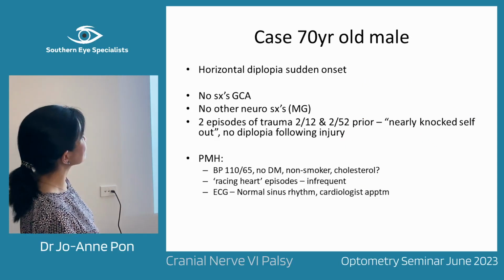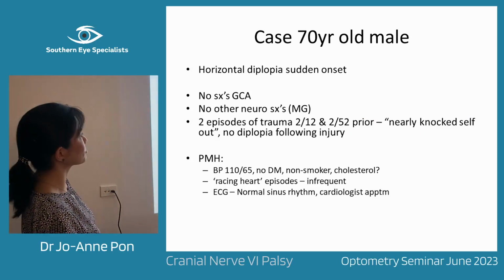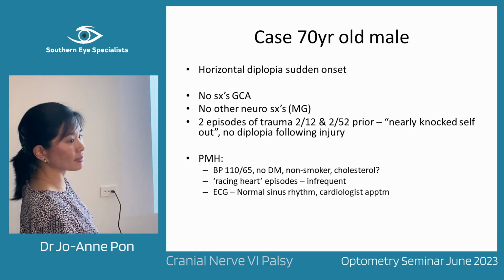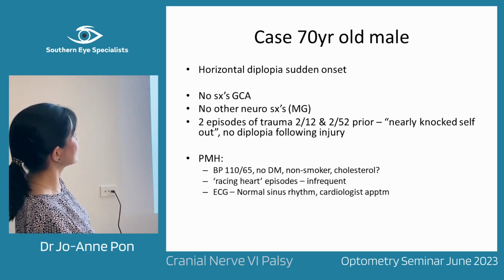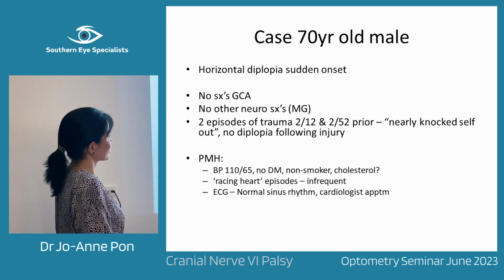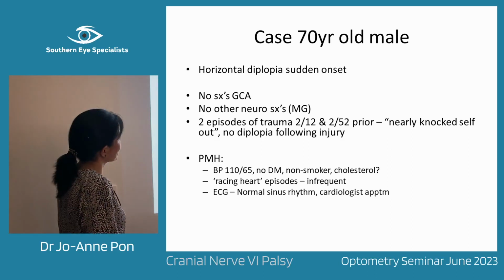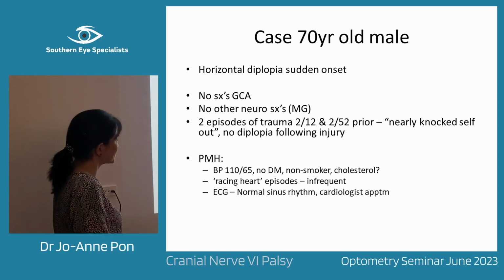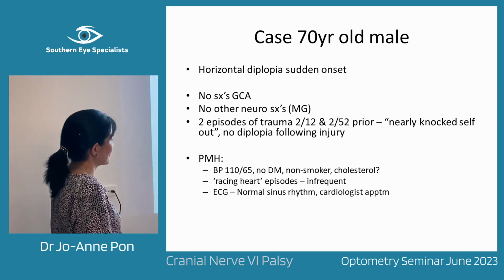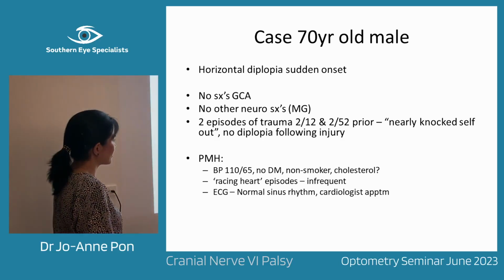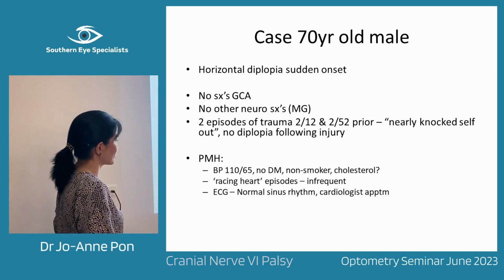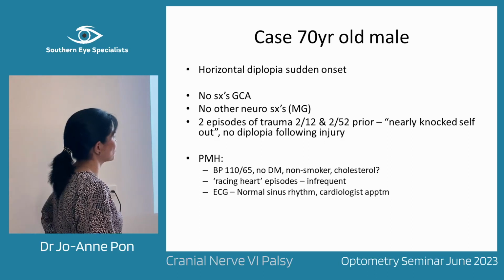So this is a more typical case. You'll see a 70-year-old male presenting with sudden onset horizontal diplopia. And it's always really important to rule out symptoms of giant cell arteritis and other neurological conditions like myasthenia gravis. And he's quite a character. He told me that he'd had 2 recent episodes of trauma. "I nearly knocked myself out, but no double vision straight after." But you bear it in mind. Generally speaking, he was quite well. Maybe a few issues with his heart rhythm, but the ECG done that day was normal sinus rhythm, so he was referred on.